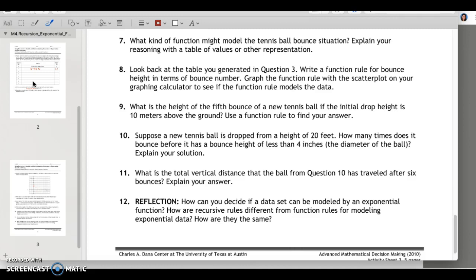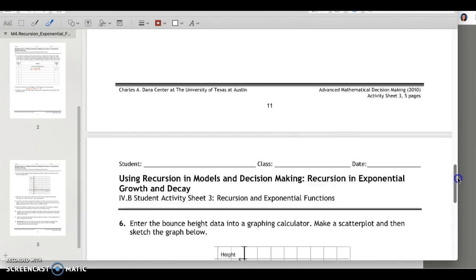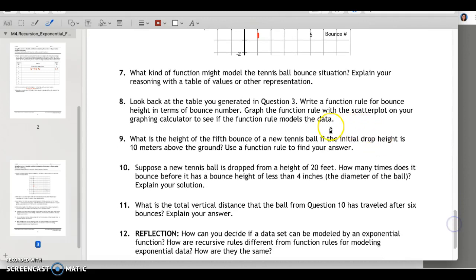Number 8, look back at the table you generated in question 3. Write a function rule. So function rule is different from what we did in number 4. Our function rule is going to be y equals blah, blah, blah, and you're going to have an x over here somewhere. X is going to represent, let's see, hold on, let me see if this is right. Yeah. Well, you don't actually have to do y's and x's, but I do find it easier to do that.